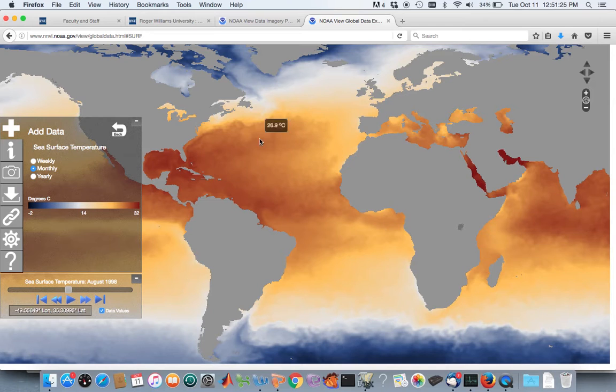Now the northern Atlantic sea surface temperature is warmer than the southern Atlantic sea surface temperature. Why? Because now we're in the northern hemisphere's summer, and the northern hemisphere of the Earth is tilted towards the Sun, and so there's more energy per unit area being absorbed in the northern hemisphere.